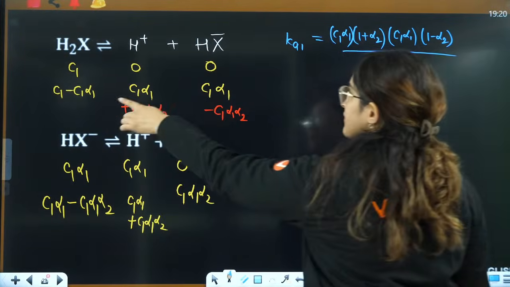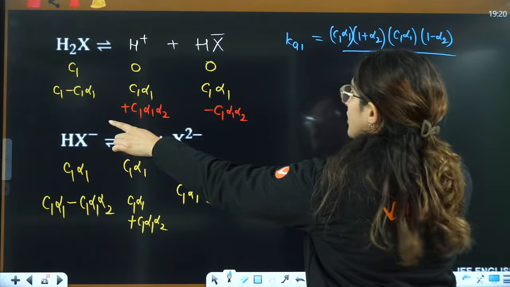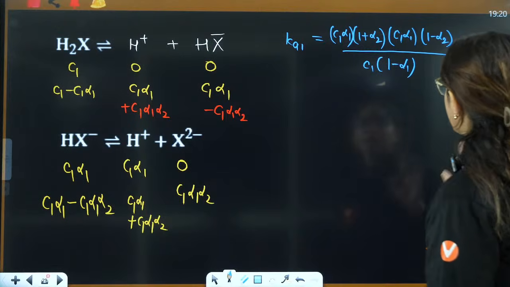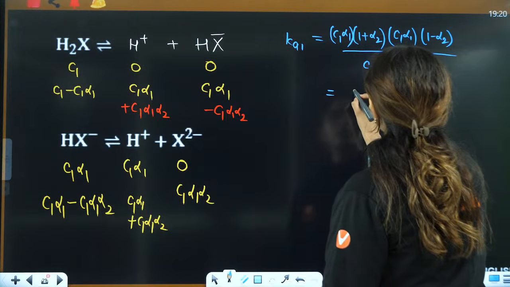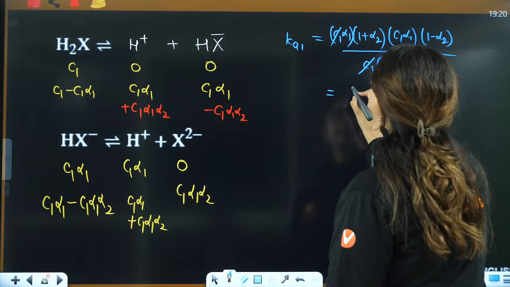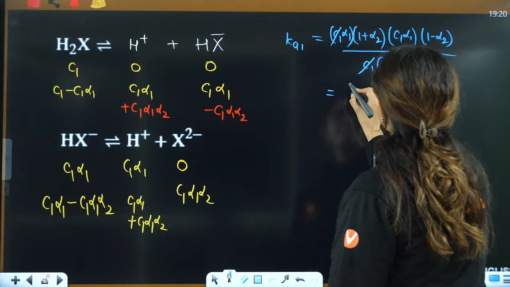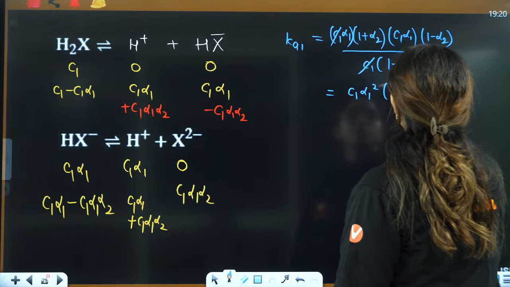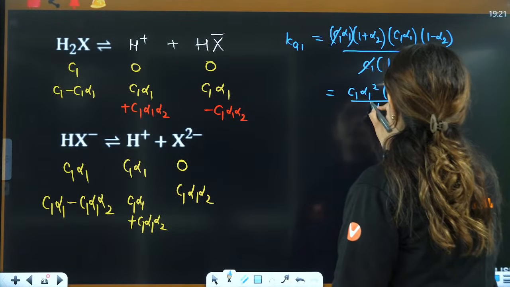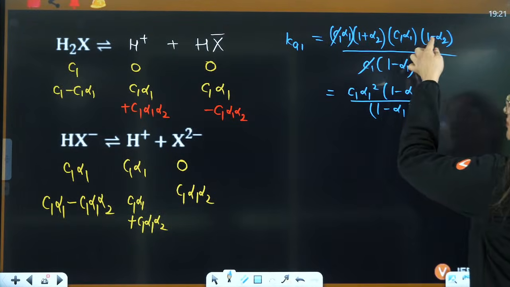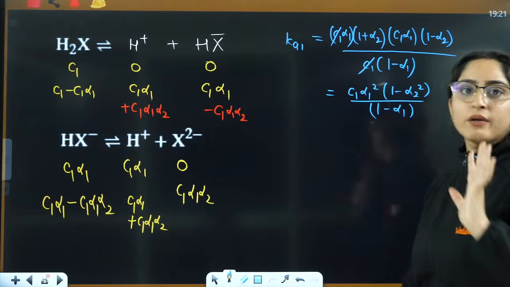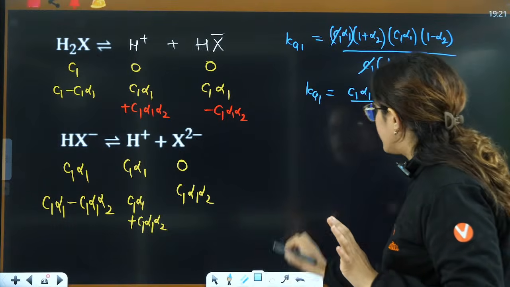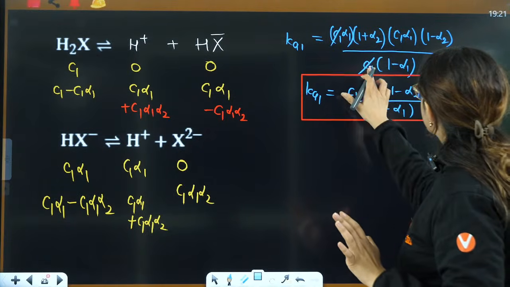Divided by, take C1 common, this is 1 minus alpha 1. The 1 minus alpha 1 stays as it is, C1 will cancel, and this will become C1 alpha 1 square 1 minus alpha 2 square divided by 1 minus alpha 1. Why? Because a plus b multiplied by a minus b is nothing but a square minus b square. That is how you have the value of Ka1 here.